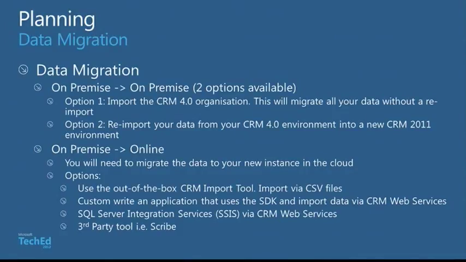If you're going from on-premise to online, you need to migrate all your data into the instance in the cloud. You can use the out-of-the-box CRM import tool. This is if you take your CSV files, which you've exported out of your CRM4 instance, create your templates, put your data in there and pump them up with your data maps. That can be a long, tedious process if you've got a large volume of data. So if your system doesn't have a lot of data in there and not a lot of customizations, meaning a lot of entities, to bring that data in, that could be a good option.